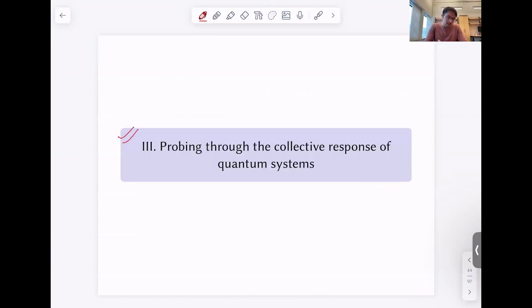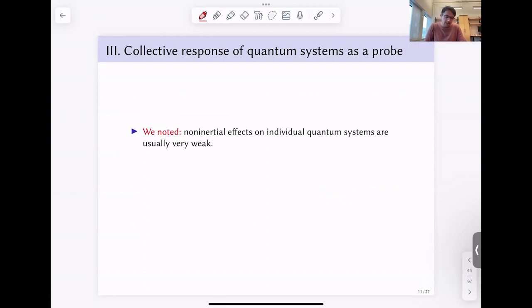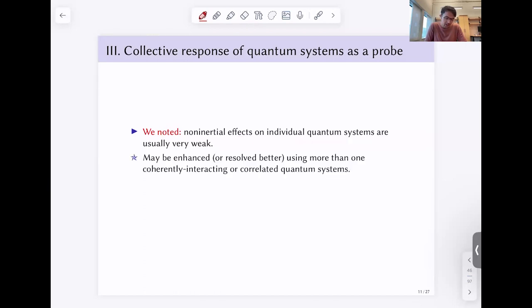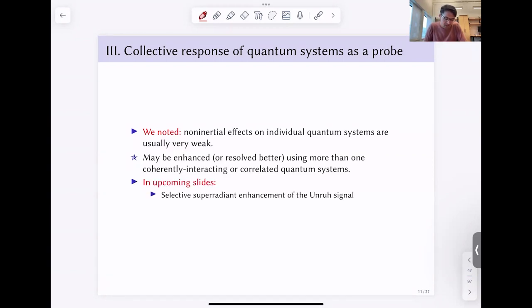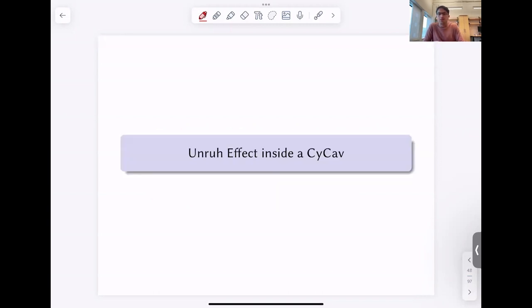The third observation, as I alluded to, is probing these effects through collective response of quantum systems. We have already noted that non-inertial effects in general on individual quantum systems are usually very weak, but we might be able to enhance or resolve them better using more than one coherently interacting or correlated quantum systems. In the upcoming slides, I'll talk about such a possibility with the Unruh signal. So, are there any questions at this point?